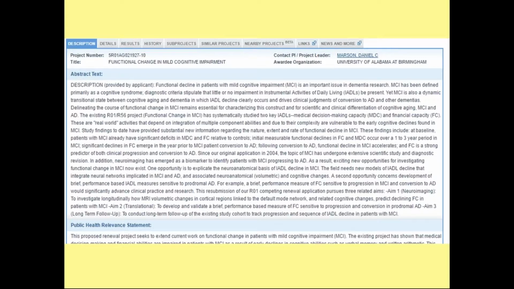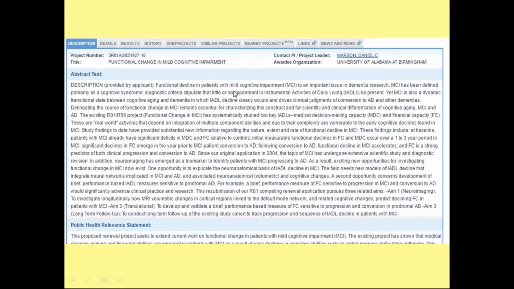Okay. The second one is a totally different field. The first one was all the ligands, signaling, etc. This particular abstract starts off with functional decline in patients with mild cognitive impairment is an important issue in dementia research. So right there they're saying what it is that they're working on. They're working on dementia research, and it seems like it's probably going to be mild cognitive impairment. It is primarily a cognitive syndrome, and then they describe it.